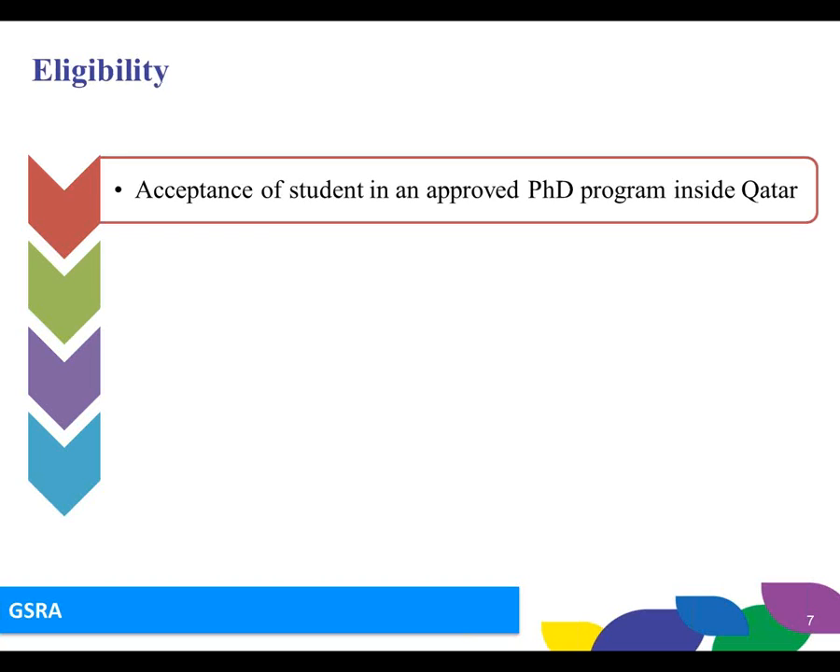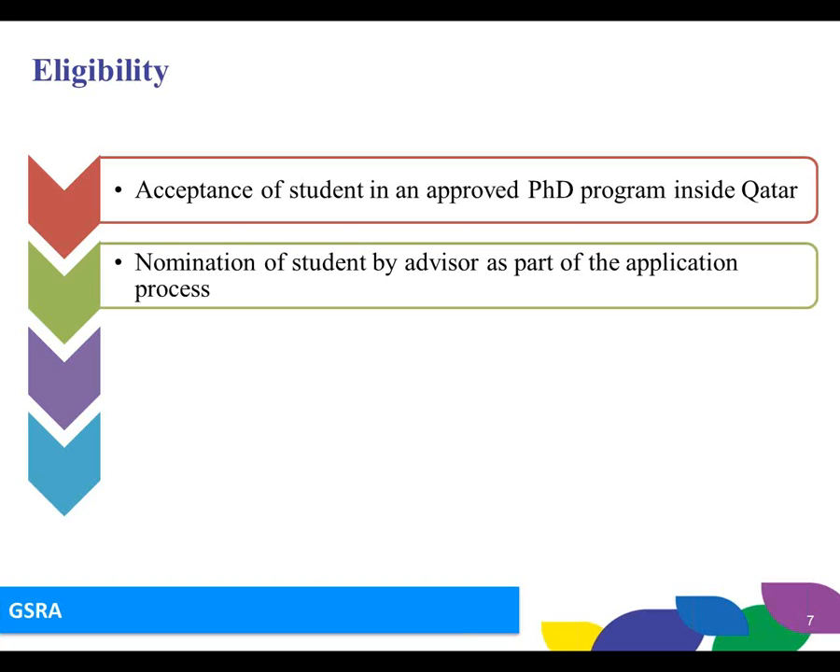Now, the eligibility criteria. The student should first of all be accepted in an approved PhD program inside Qatar. Now, I will in the next coming slides also let you know what the approved PhD programs are to clear that confusion. But first of all, the student should be accepted in a PhD program as per the program guidelines and requirements, and that is actually a process that will be done by the submitting institution outside of our system. Once the student is decided upon, they will be nominated, and this will be done by the advisor of the student as part of the application process.